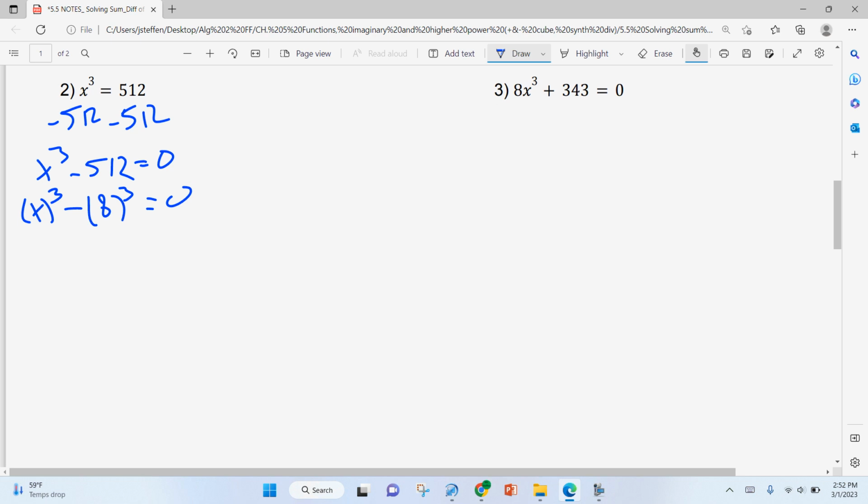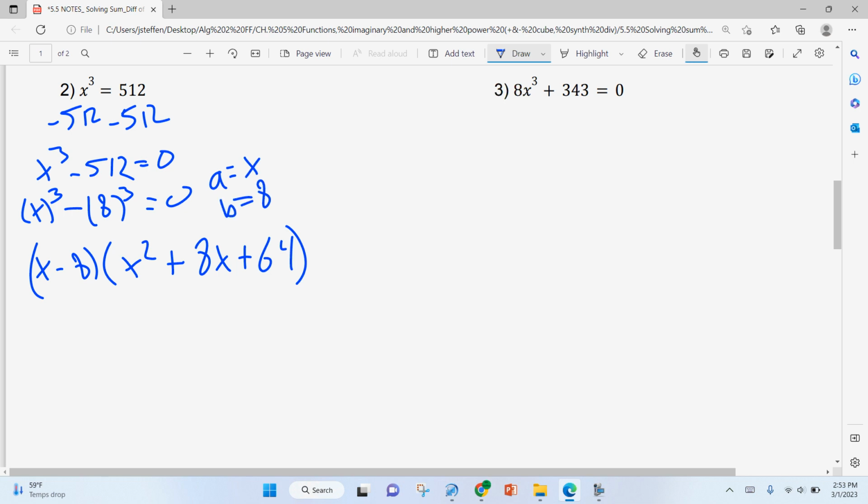So this is what we did yesterday, or the last lesson, where we were factoring this stuff. x minus 8, then we have a squared. Now it's plus because of the other parentheses. a times b is 8x. Plus, it's always b squared, which is 64.